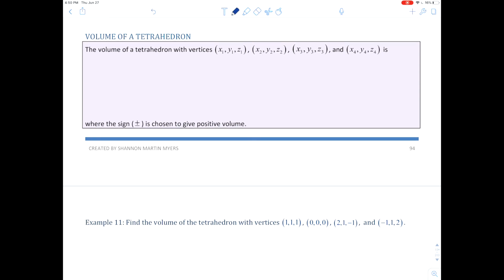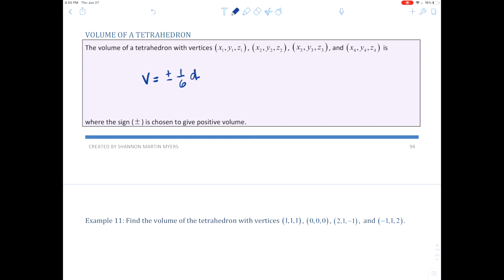Now, volume of a tetrahedron, our volume will be equal to plus or minus 1/6 now, and this is times the determinant of x1, y1, z1, and what do you think? Beautiful, 1. x2, y2, z2, 1. x3, y3, z3, 1. And x4, y4, z4, and 1. Cool so far? Very good.